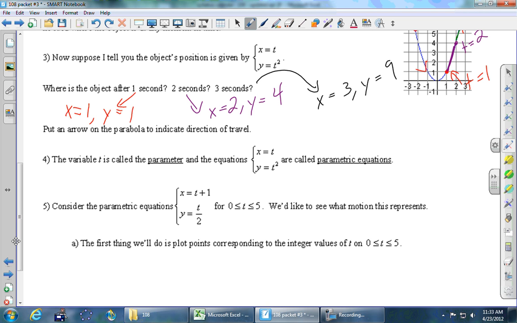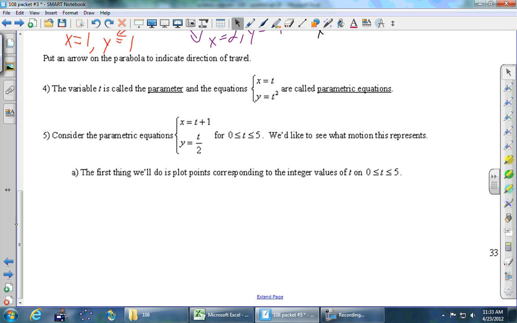We'll go to Garrett for 5. Consider the parametric equations x equals t plus 1, y equals t divided by 2, for 0 is less than or equal to t is less than or equal to 5. I'd like to see what motion this represents. Okay, so we'll go to Topher for 5A.